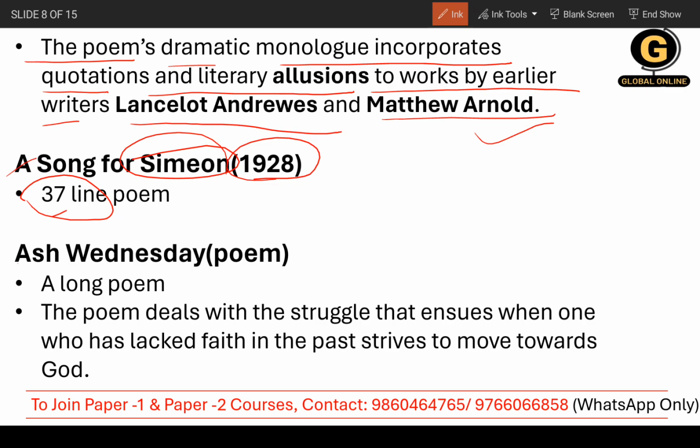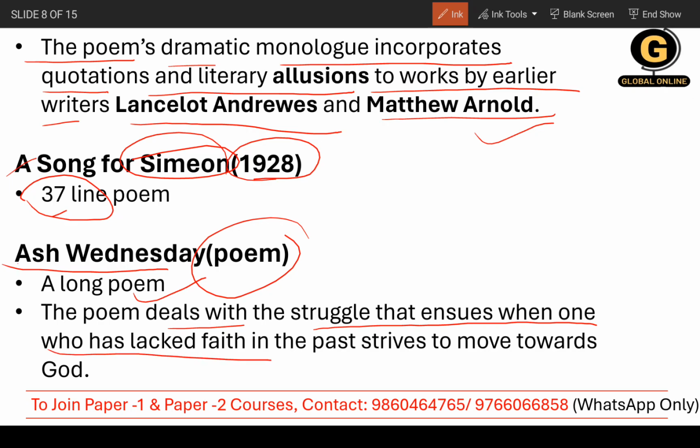Now then, next work, Ash Wednesday. It's a long poem. Here, just imagine a person who has no faith in God. The poem deals with the struggle that ensues when one who has lacked faith in the past strives to move towards God. So I have just told you to imagine a person who has no faith in God, but eventually maybe he realized something, and eventually he decided that okay, this is the only way, and I can be more fulfilled with God. So he strives to move towards God. So that is all about Ash Wednesday.